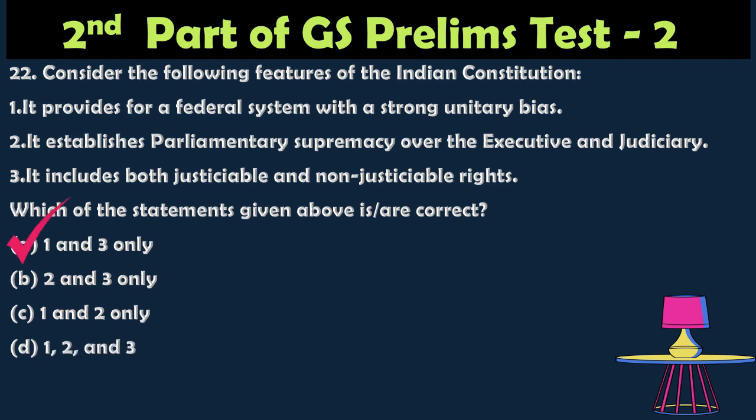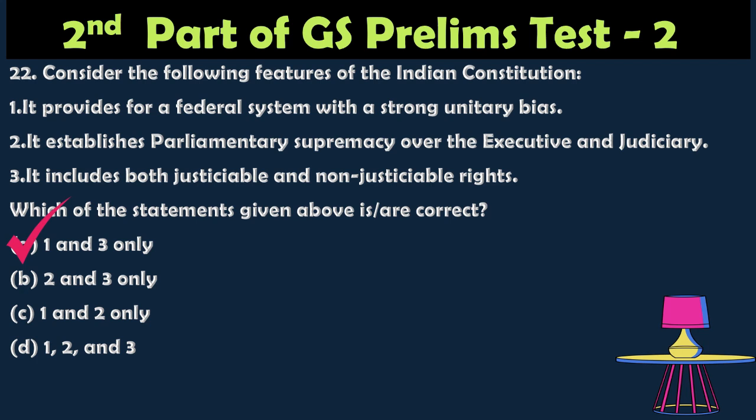The correct answer is 1 and 3 only, because India has a federal system but with a strong unitary bias. That means the center has more power than the states. So statement 1 is correct. But it is the supremacy of the Constitution that is ensured, not parliamentary supremacy over the judiciary, which has the power of judicial review. Hence statement 2 is incorrect. We have the judiciary and also the executive. We have judicial review, judicial activism, judicial overreach, so that it provides judicial supremacy. So statement 2 is incorrect.